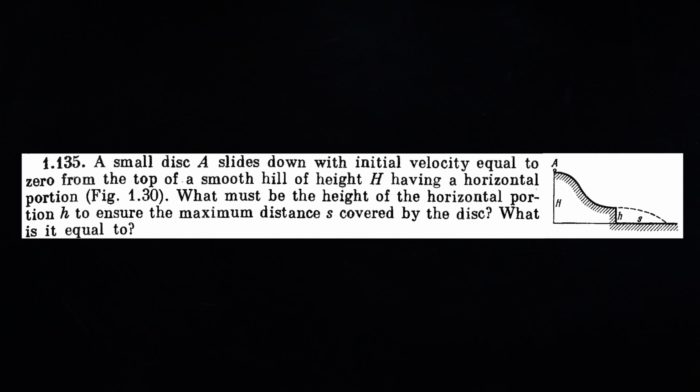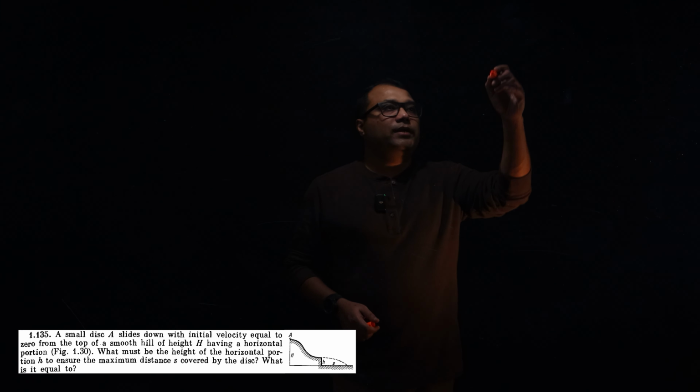Irodov question number 1.135. A small disk A slides down with initial velocity equal to 0 from the top of a smooth hill of height capital H having a horizontal portion. What must be the height of the horizontal portion, small h, to ensure the maximum distance s covered by the disk? What is it equal to?